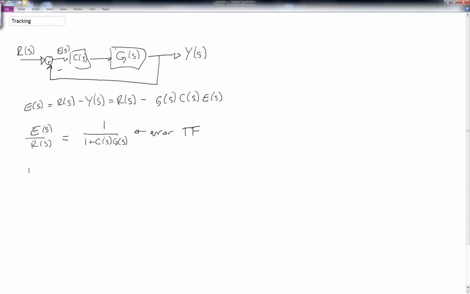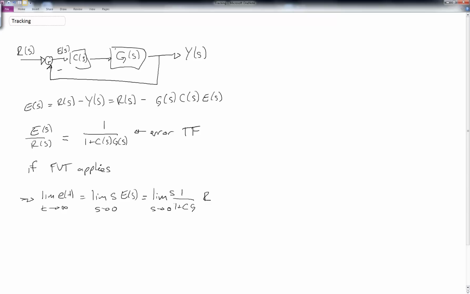Now we can look at if the final value theorem applies, which we would need stability in our error transfer function, then we can say that the limit of the error in the time domain as t goes to infinity is equal to the limit of s times E of s as s goes to 0, which if I substitute in my steady-state error, I have the limit of s times 1 over 1 plus c times g times r as s goes to 0.